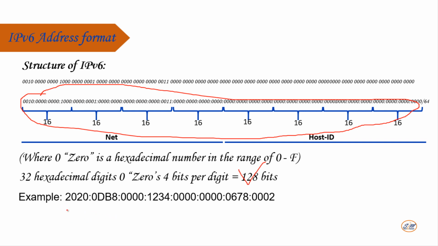So this will be the IP version 6 format. Field 1, 2, 3, 4, 5, 6, 7, and 8. We have the IP version 6 address.